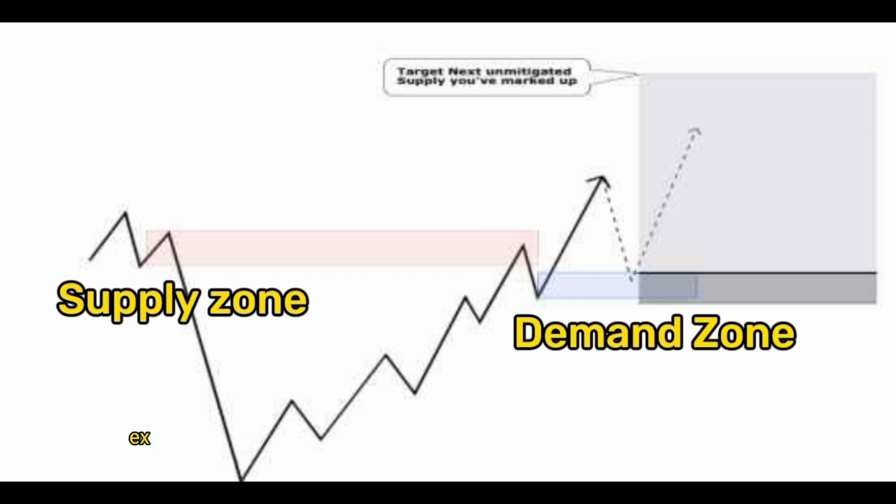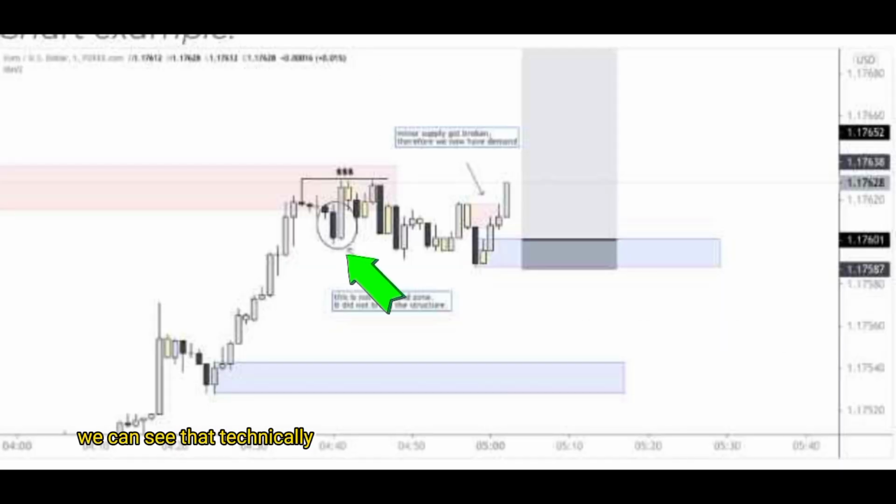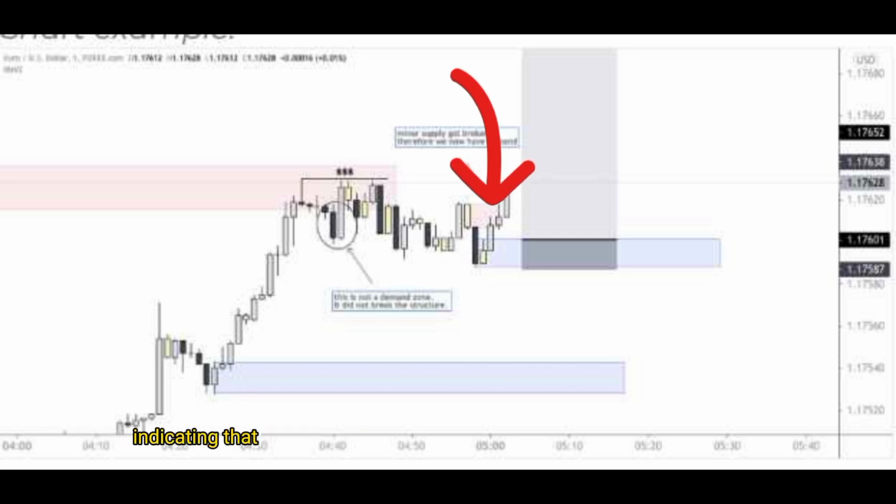In the chart example above, we can see that technically price did not break our M15 unmitigated supply zone. However, it did break our minor supply, indicating that supply at this level is not strong at all. If our main M15 supply were strong, price would have reacted and provided a chalk. Since demand broke its minor supply, we can place a trade on our demand that caused the break.